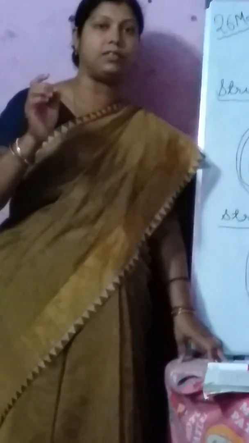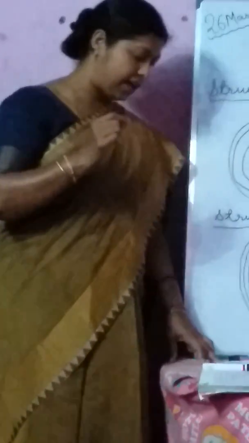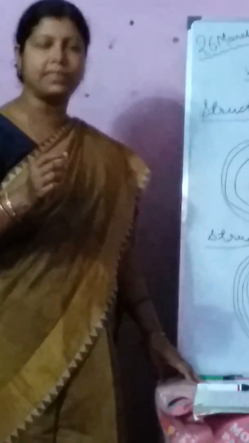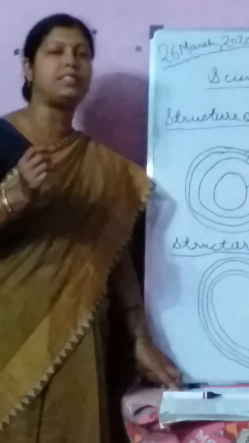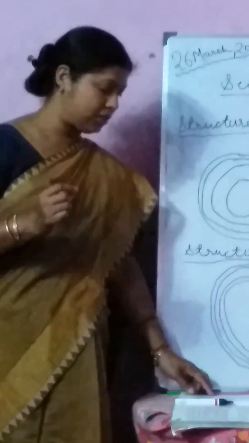Next, number 2, veins carry pure blood. It's wrong. Veins carry impure blood. Number 3 is valves are absent in arteries. It's true. Valves are absent in arteries. Number 4, veins have thinner walls than arteries. This statement is also true. Okay, students.